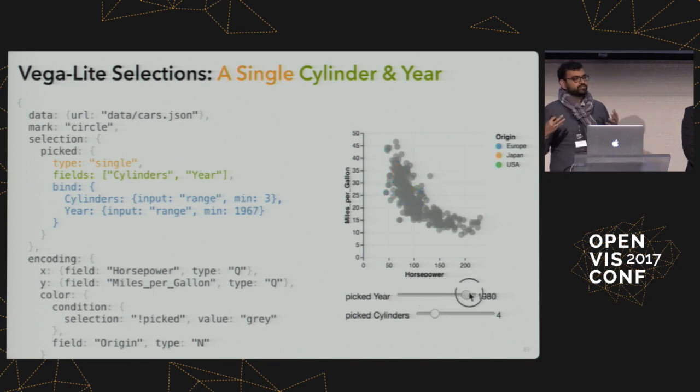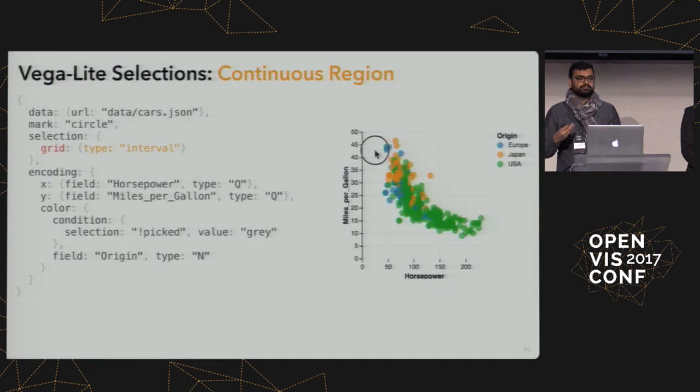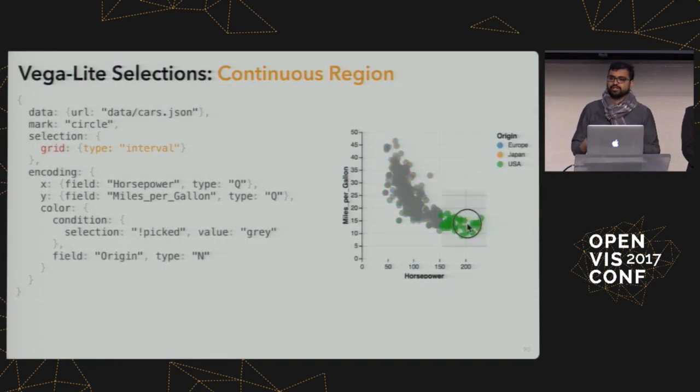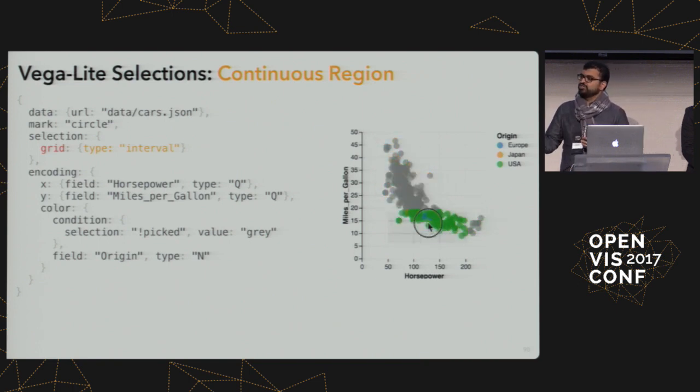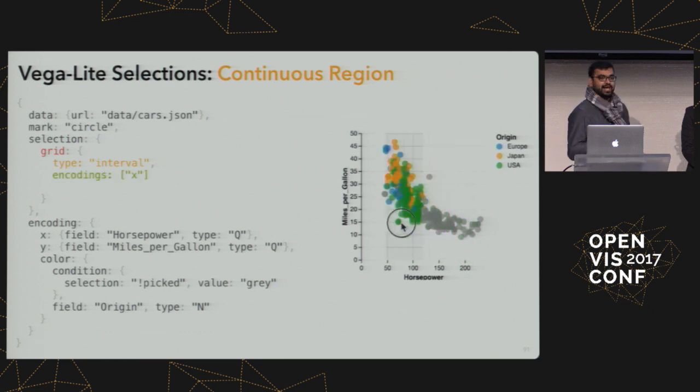But all of these selections and selection transformations are still part of a grammar of interaction. We're not talking about interaction templates whatsoever. And so they're reusable across a variety of selection types. So here, for example, is a continuous region selection called an interval. And by default, it allows me to select a region in both the x and y dimensions. But I can go ahead and use the project transform to restrict it to a single dimension, here the x-axis.